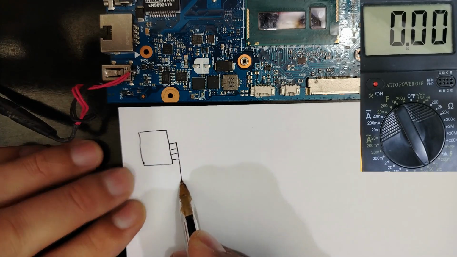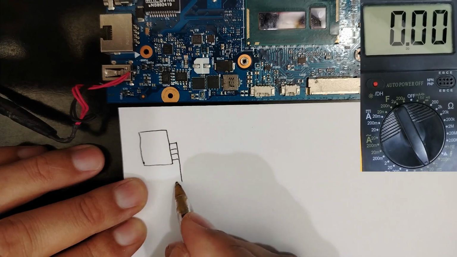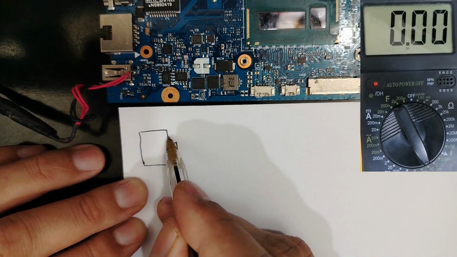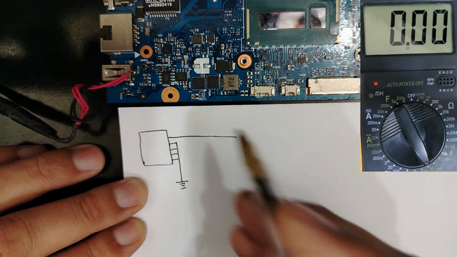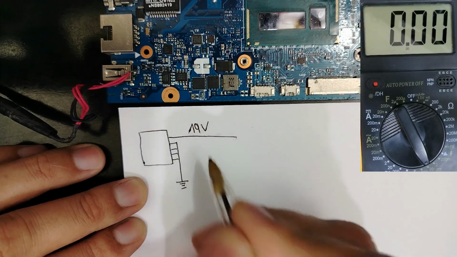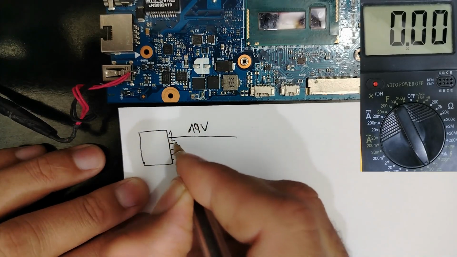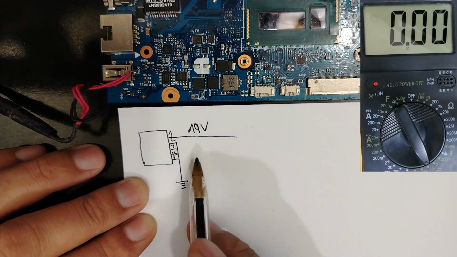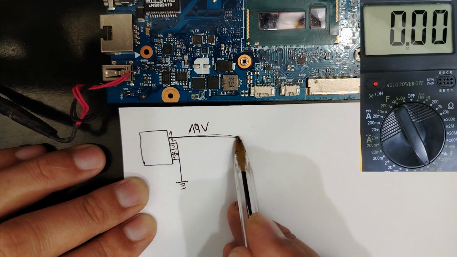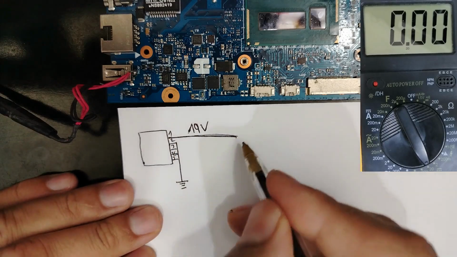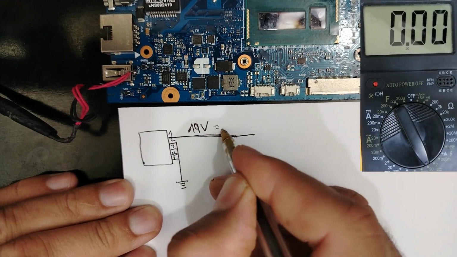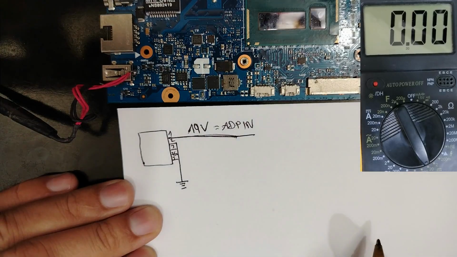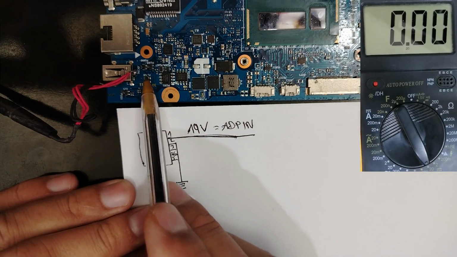These 4 pins are connected to what? They are connected to ground. And we have just 1 pin here that is connected. Basically here we have 19 volts. So here we have 1, 2, 3, 4, 5. So 4 pins connected to the ground, and here we have 19 volts. Or we can even call it adapter in. Then we have here 2 coils.